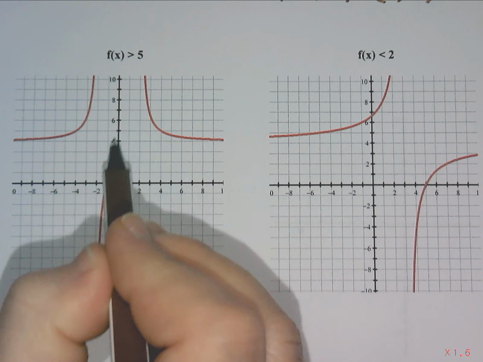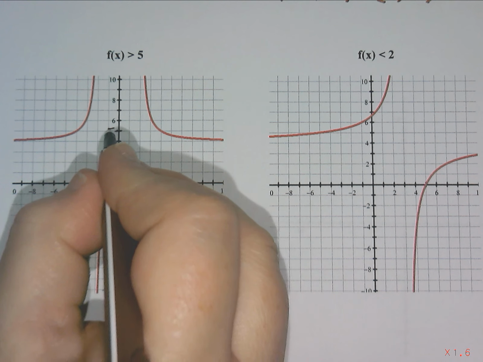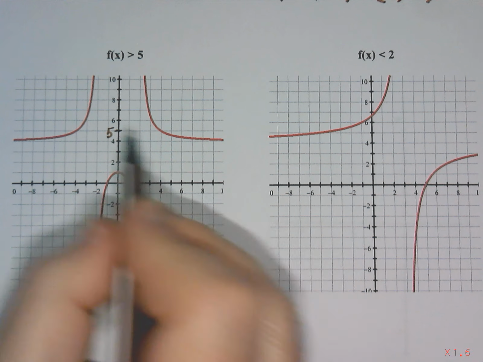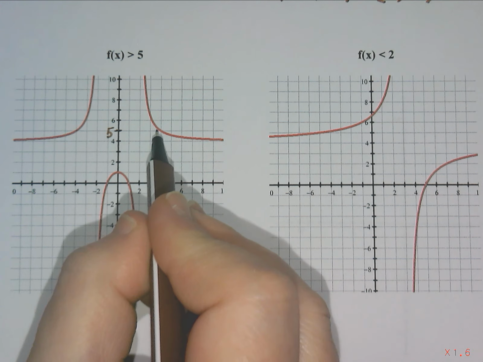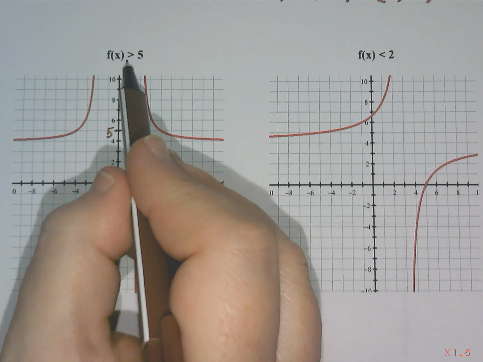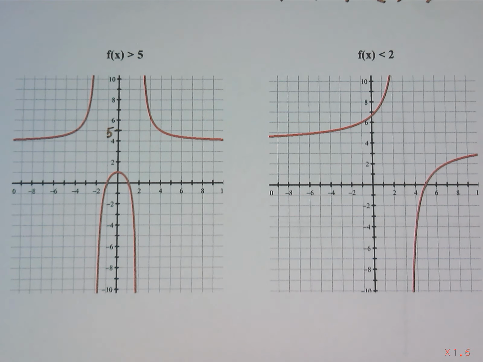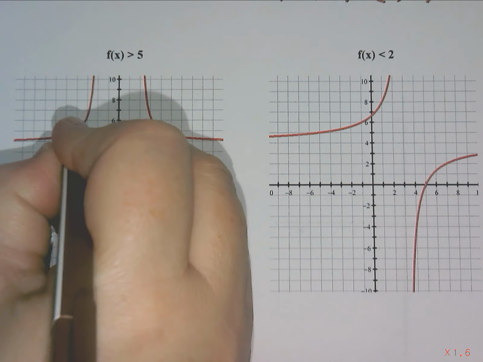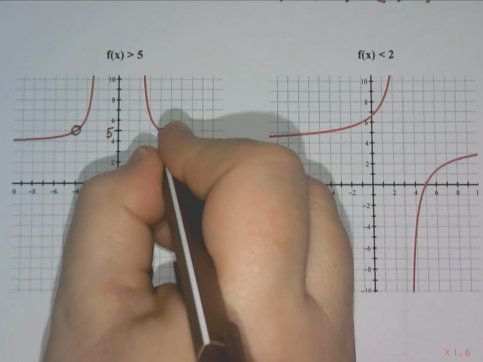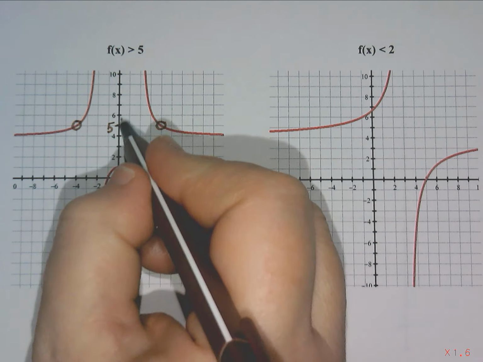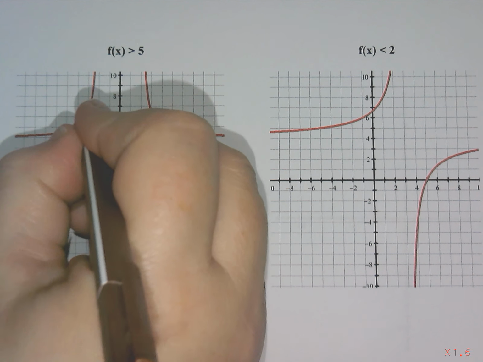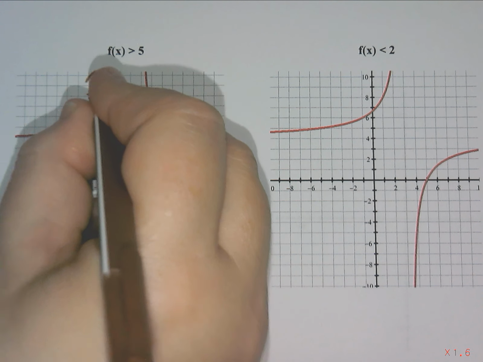So I'm going to look to see where my y value is 5, which is right here. And I'm going to find the points where it equals 5. So it would have a y value of 5 here. It would have a y value of 5 here. We don't actually want it to be equal to. We just want it to be greater than. So instead of putting a filled in dot, we are going to put a little empty circle to show it goes up to that point, but it does not include that point. And then we're looking for things bigger than 5. So the y value is bigger than 5, which would be this section here and this section here.